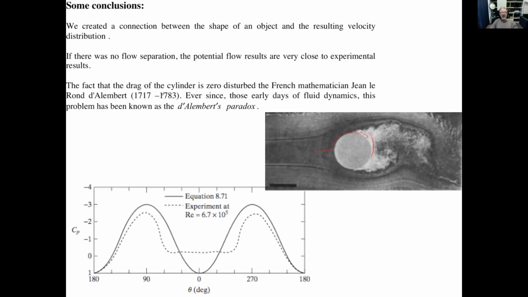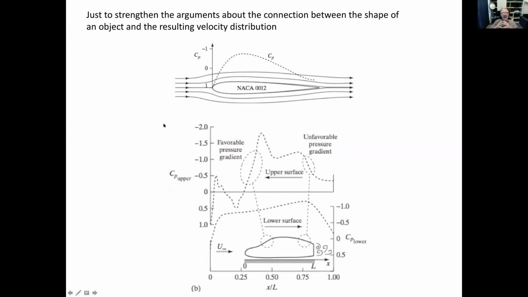I mentioned D'Alembert, who wasn't happy about it 200 years ago, and he probably would have been unhappy today as well. But he solved the potential problem and did not solve the actual viscous case, and he did not understand that the drag is actually due to flow separation, not just viscosity. He didn't understand that very well. To this day, it's called D'Alembert's paradox.